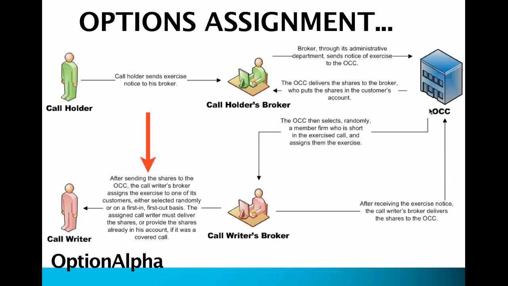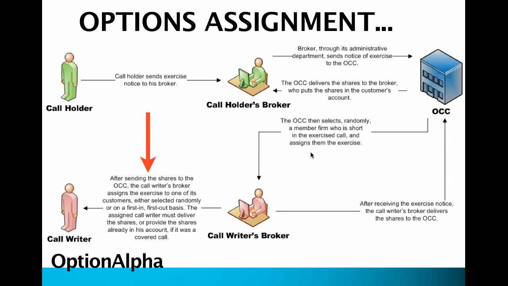What I want to specifically talk about here is what happens when you get assigned a contract. So after all this happens, the OCC now has an outstanding order for an options exercise that has to deliver to somebody, right? Somebody has to get the other end of this trade. So what the OCC does is it randomly selects a member firm who is short an exercised call. So this could be your firm. It could not be your firm.